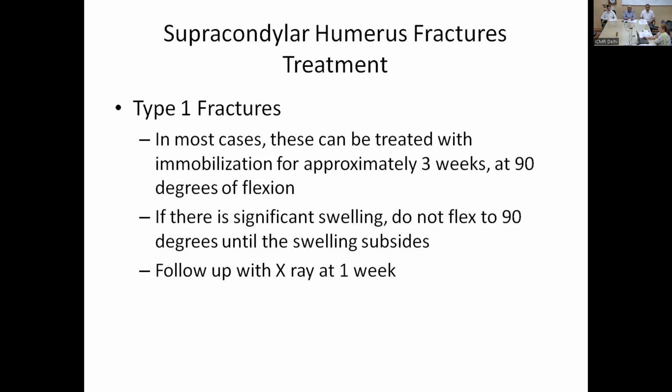The basic thing here is the child must be able to move the fingers very, very well. The slab should be applied so that there is no hindrance to the movement of the fingers at the metacarpophalangeal joint. But if the swelling is too much, then you may not be able to flex up to 90 degrees. Or if you flex, you will find the radial pulse becomes feeble or absent. In such a case, we should not flex it, and it should remain in a semi-extended position until the swelling subsides.